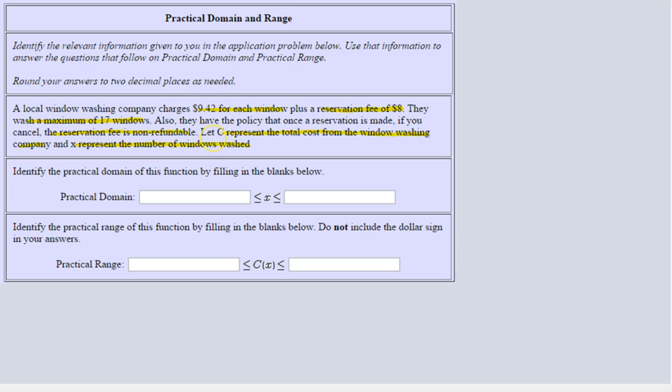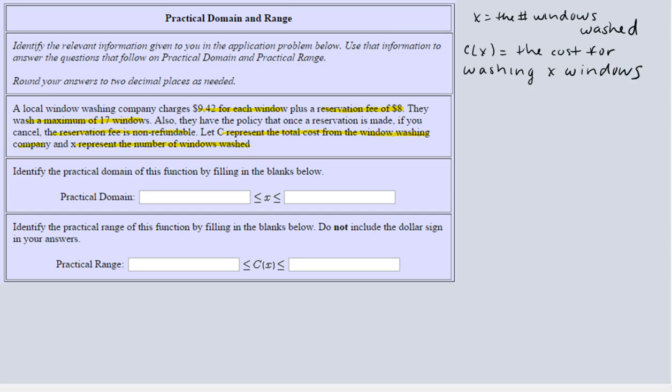So first, let's write down a formula for this. So first, our input and our output. Our input, X, is the number of windows washed. And our output, C, or C of X, is the cost for washing X windows.